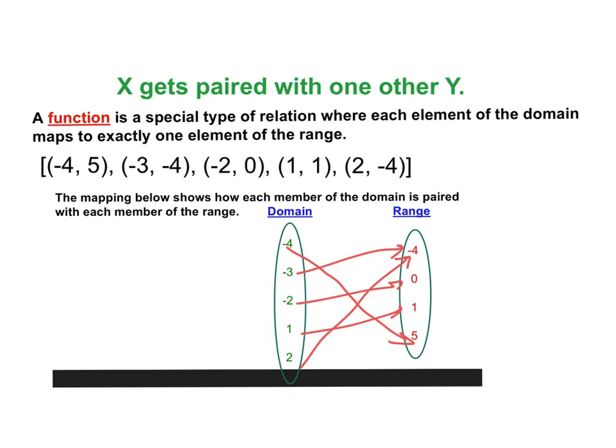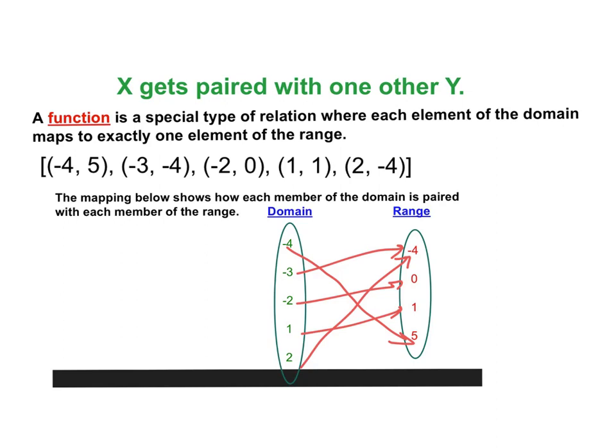Yes. Which one? -4. -4 right here goes to 5. -3 and 2. Does -3 go to more than one place? It only goes to one place. Number 2. No. Does -2 go to more than one place? No.